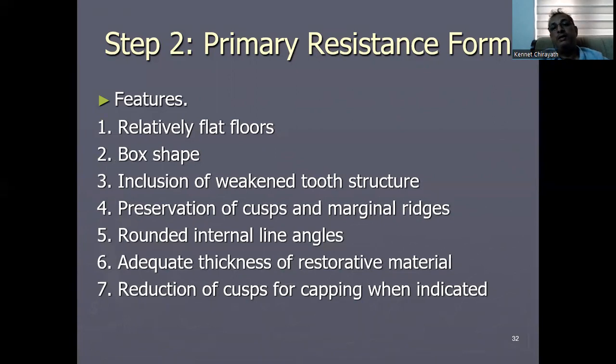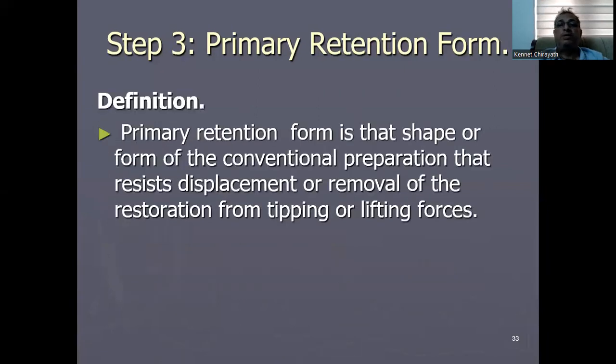then principal resistance form. Now comes retention. Retention means it helps to retain the restoration in the prepared cavity. Definition: the primary retention form is that shape or form of the conventional preparation that resists the displacement or the removal of the restoration from tipping or lifting force.